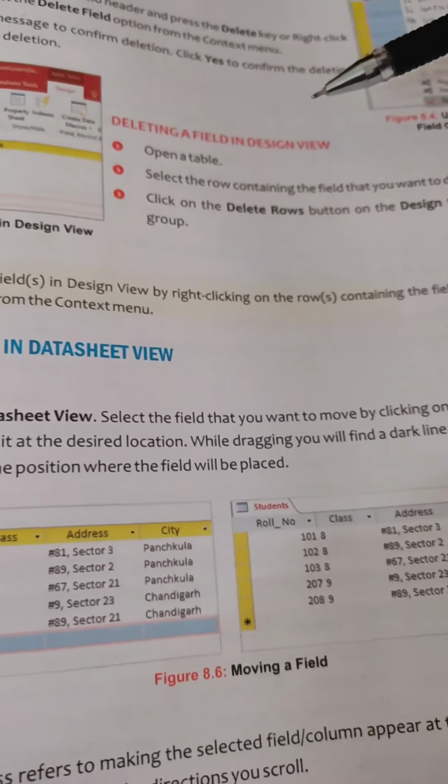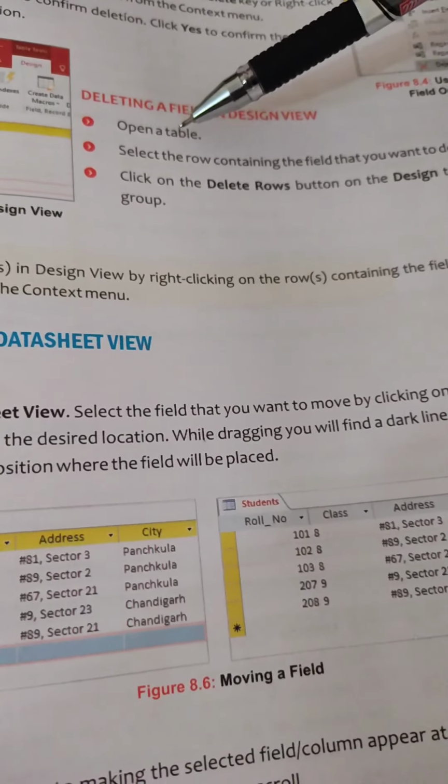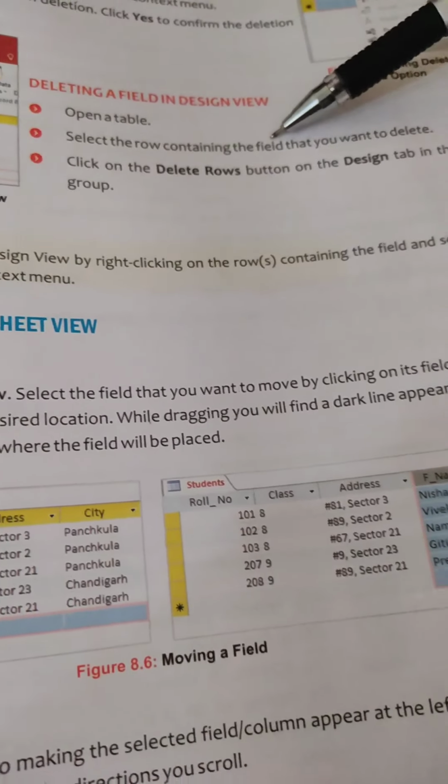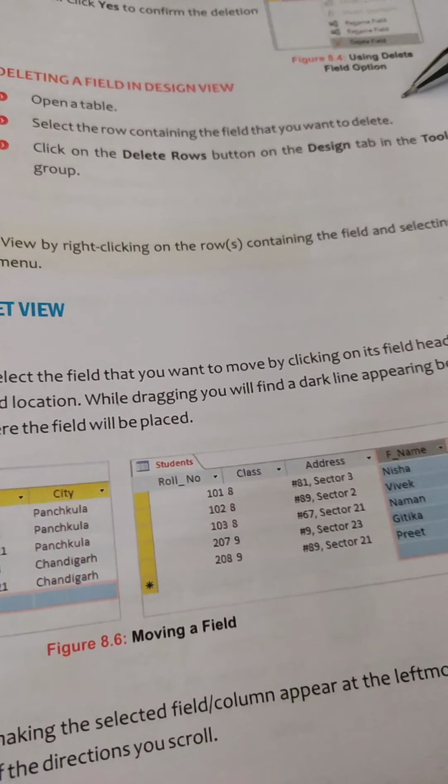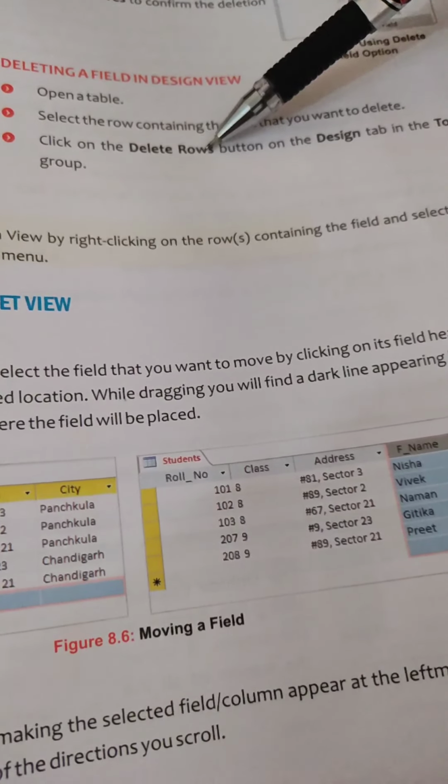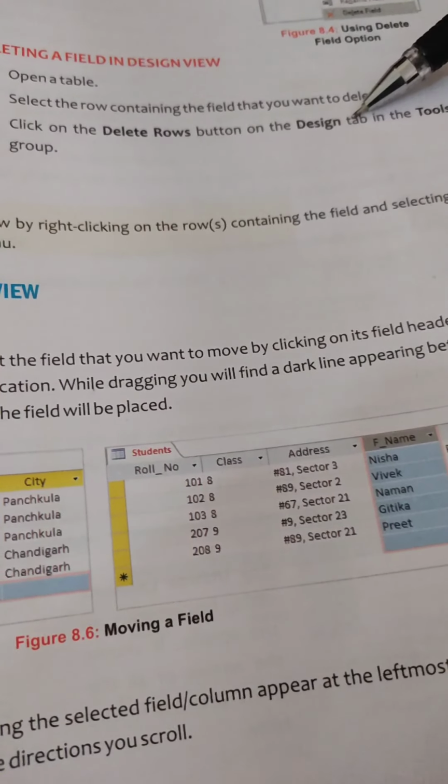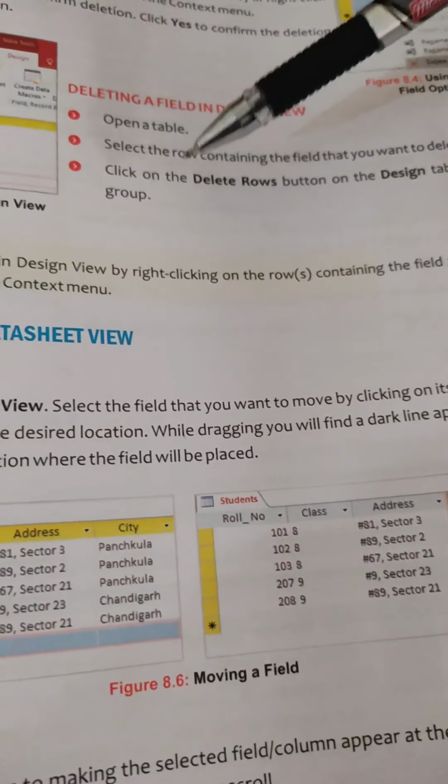Next is deleting a field in design view. Open a table, select the row containing the field that you want to delete. Click on the delete rows button on the design tab in the tools group.